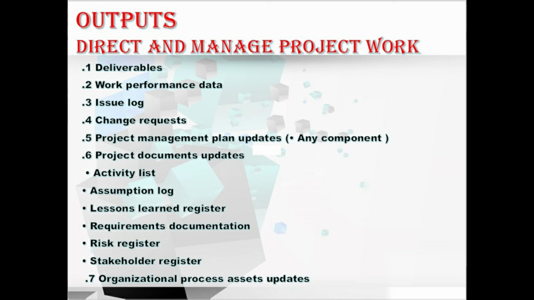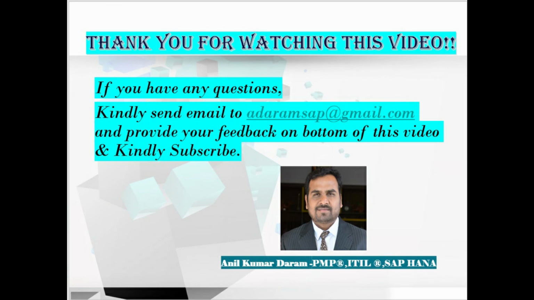Let's move to the next output, organizational process assets updates. In this, any organizational process asset can be updated as a result of this direct and manage project work. Fine. So we have completed all the outputs also for this process, and we have completed the inputs, tools, and techniques of the direct and manage project work process. This completes our third process in the project integration management knowledge area, and hope this completion is easy and understandable.